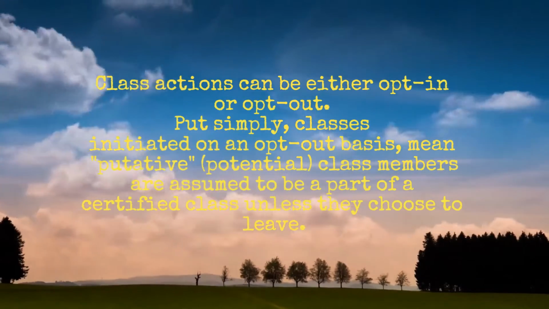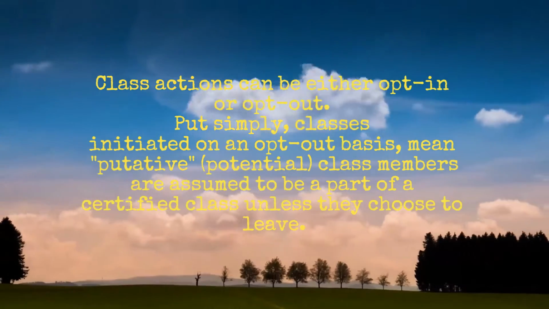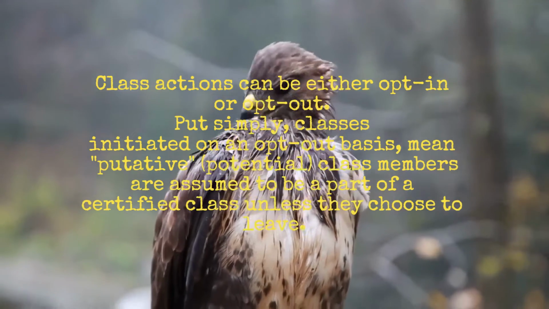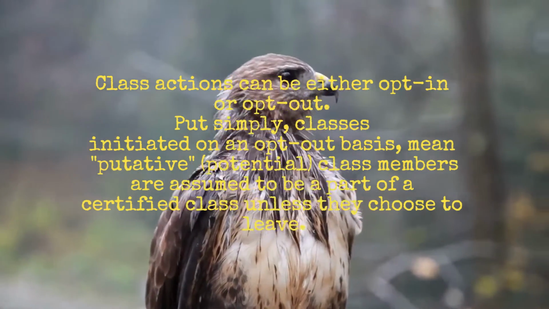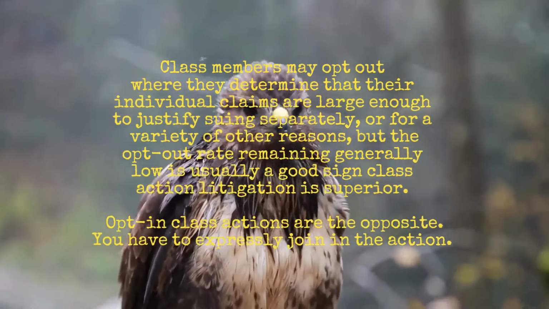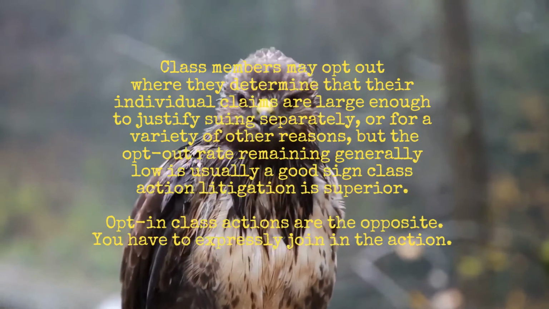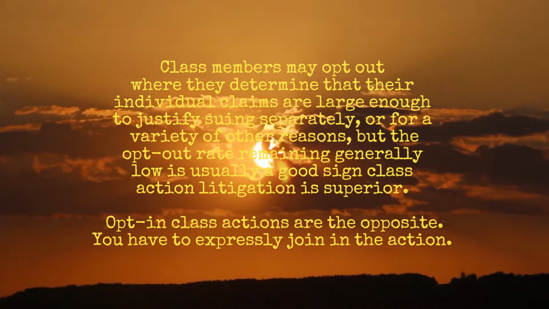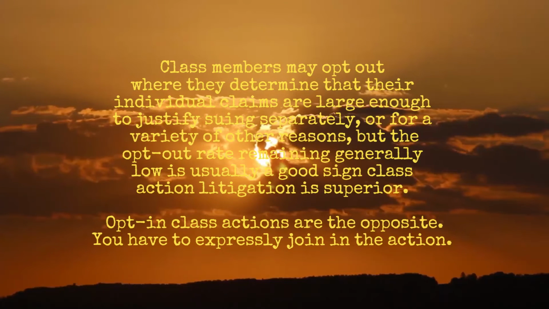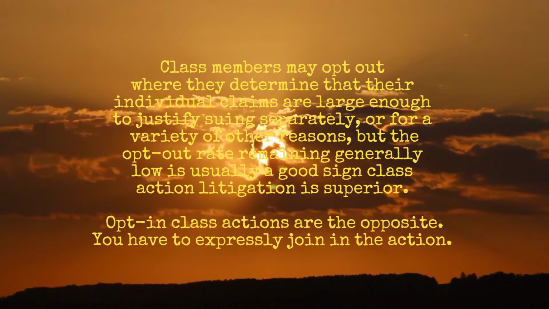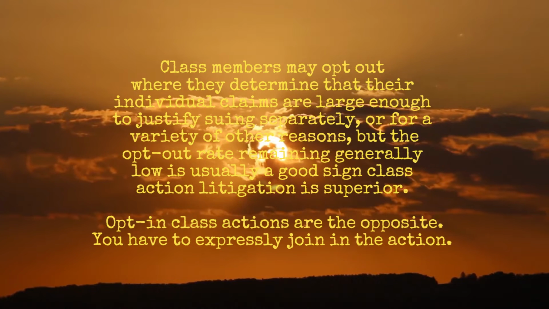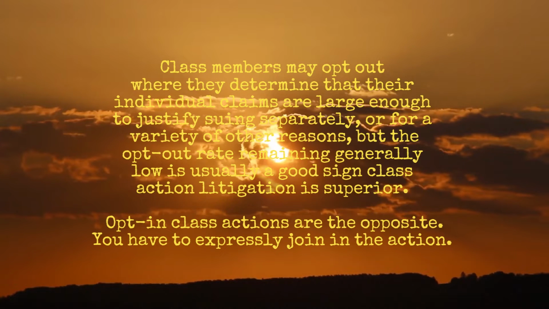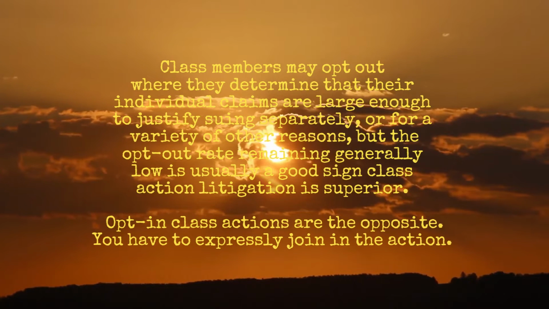Put simply, classes initiated on an opt-out basis mean putative, potential class members are assumed to be a part of a certified class unless they choose to leave. Class members may opt out where they determine that their individual claims are large enough to justify suing separately, or for a variety of other reasons, but the opt-out rate remaining generally low is usually a good sign. Class action litigation is superior. Opt-in class actions are the opposite. You have to expressly join in the action.